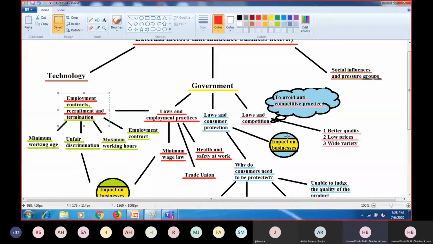We have talked about it in detail. Then we have recruitment. Recruitment, again, you know about it. That recruitment, again, you did study that in AS level as well. So Sabah, what is recruitment? Sir, hiring of workers. Okay, recruitment is hiring of workers. Okay, it's fine, but recruitment is a long process. It's not only about hiring.